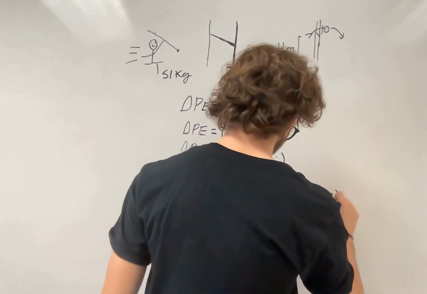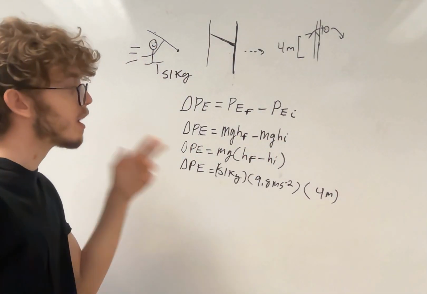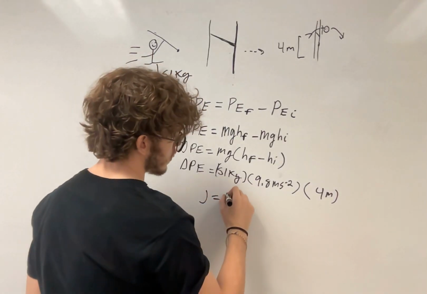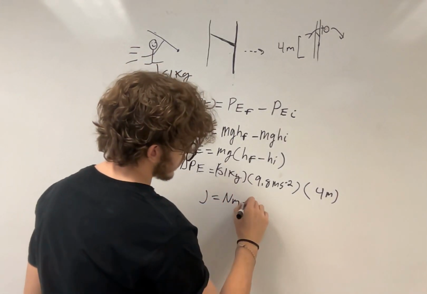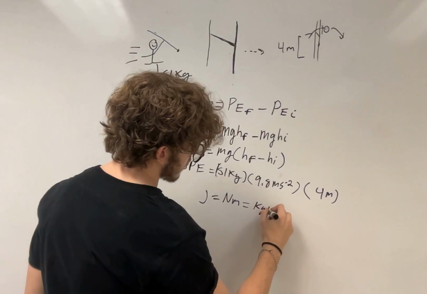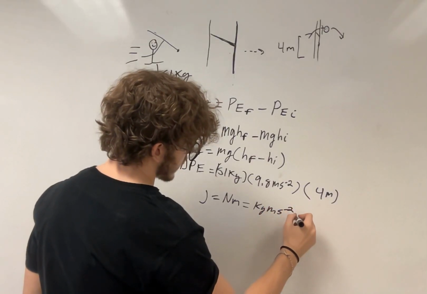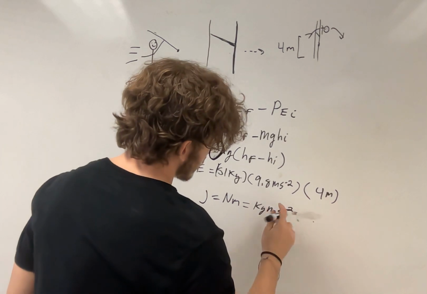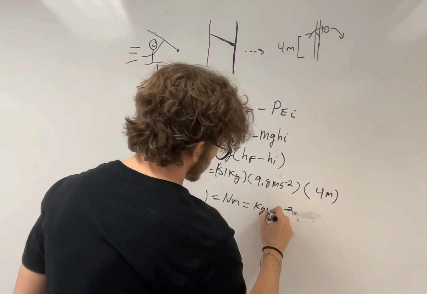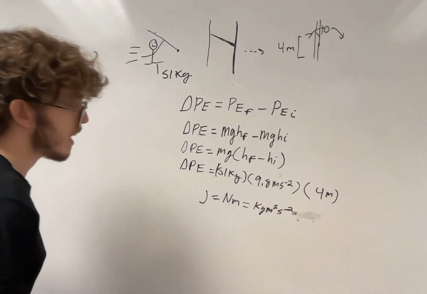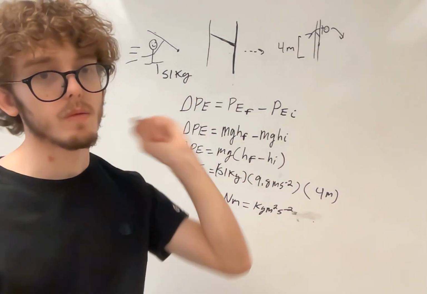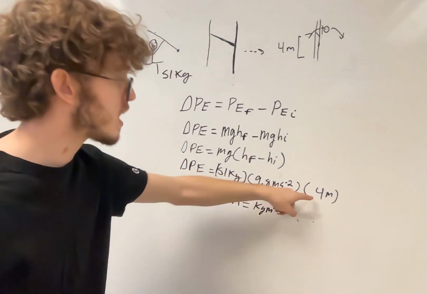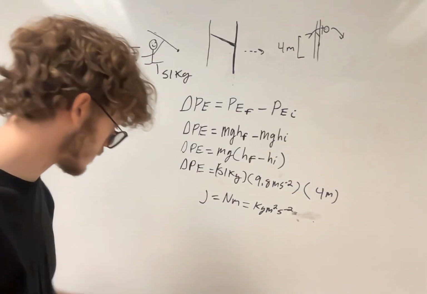So 4 meters, okay? Notice that we're going to get joules here. What is a joule equal to? A joule is equal to a Newton meter. A Newton meter is equal to a kilogram meter per second squared times meters, which basically is the same as saying kilogram meters squared per second squared. And if you look at our units, that is exactly what we get: kilograms times meters per second squared times meters, which is a joule.